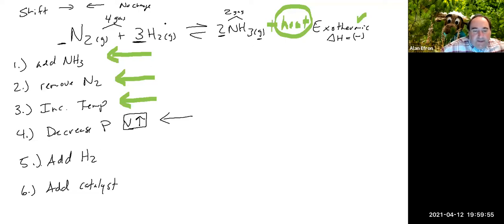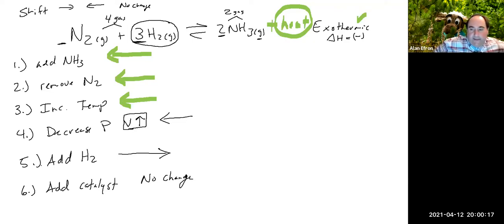Adding H2. H2 is on the left-hand side when we add it. So since we added to the left, it will cause the equilibrium to shift to the right. And lastly, here we add a catalyst, which will cause no change to occur. Any questions on any of those there?